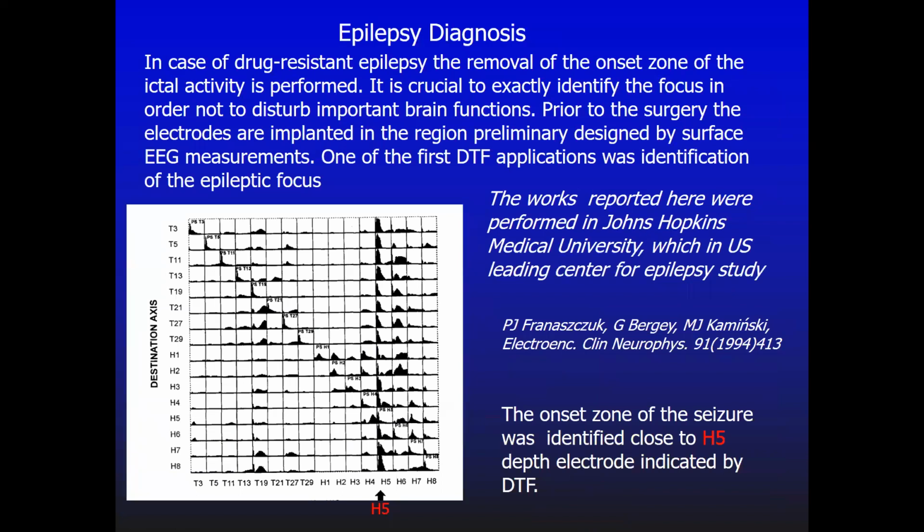Now, epilepsy diagnosis. In case of drug-resistant epilepsy, the removal of the seizure onset zone of the ictal activity is performed. It is crucial to exactly identify the focus in order not to disturb important brain functions. Prior to the surgery, the electrodes are implanted in the region preliminarily designated by surface EEG measurements.